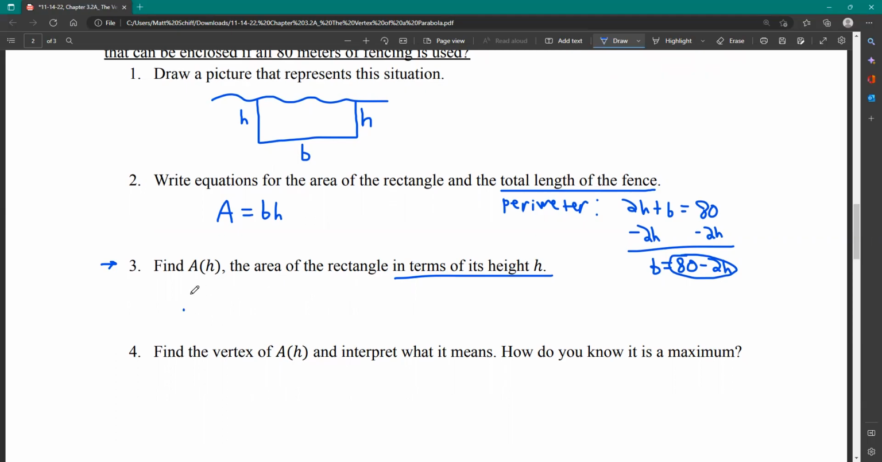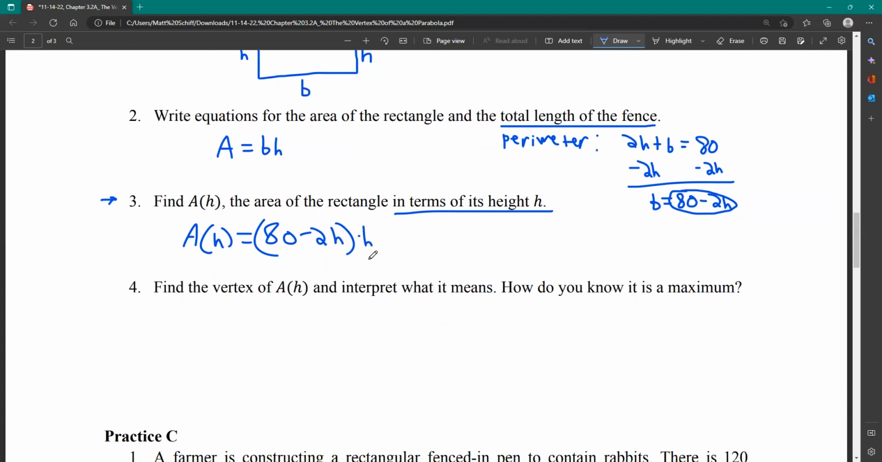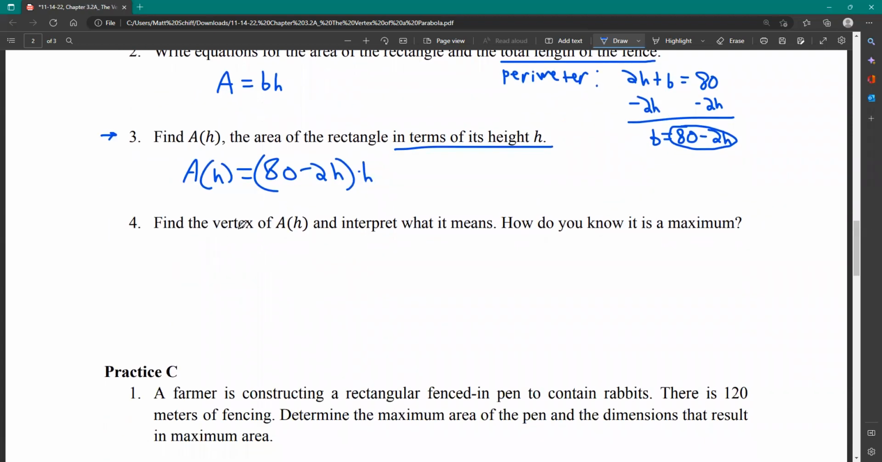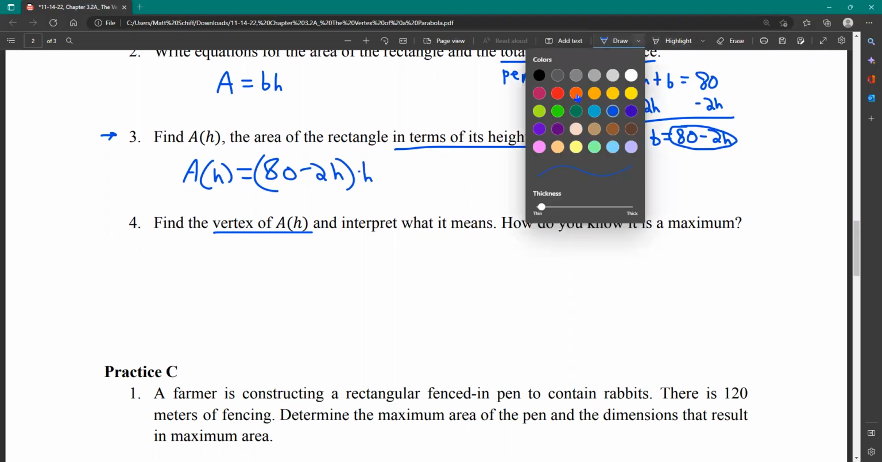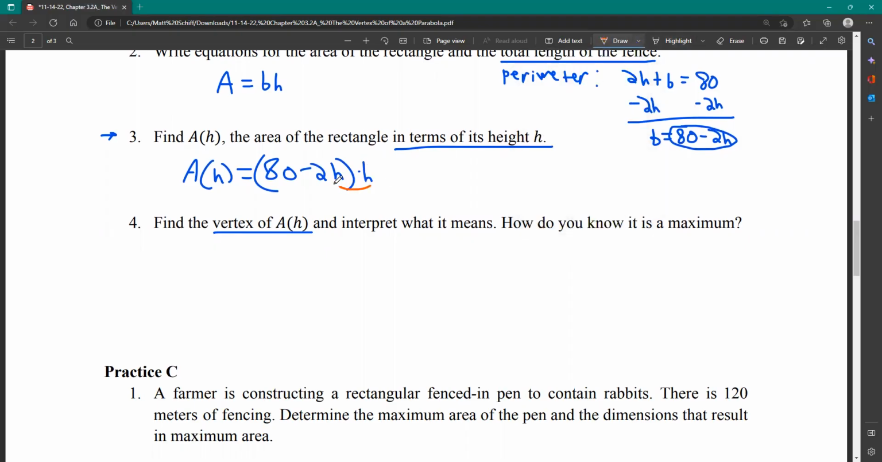Okay, so then A of h is, replace b with 80 minus 2h. So it's that expression times h. That's the area in terms of its height, h. Now normally we would actually multiply this out and distribute the h, but we're not going to do that just yet, because we want to find the vertex of A of h now. Remember, the vertex is where the maximum value will occur. And before we do that, we will multiply it out, but you don't have to. This is just for demonstration purposes.